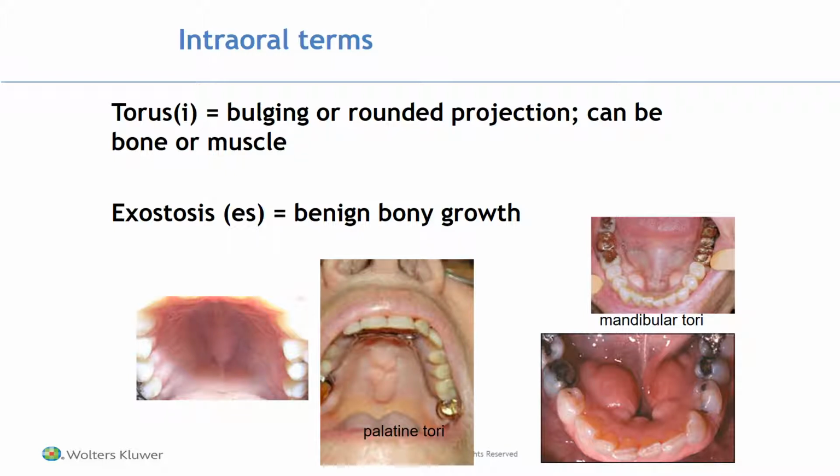All right, torus is a bulging or round projection and can be bone or muscle. You can see them all here. More recent research is thinking that it may be due to clenching. I don't know. All right, and then exostosis is a benign bony growth, and that is usually found in the buccal areas.